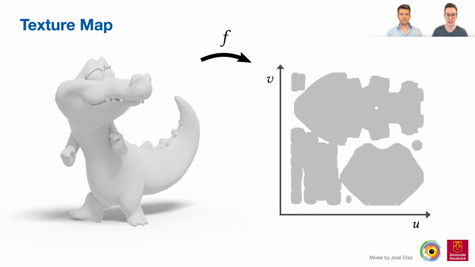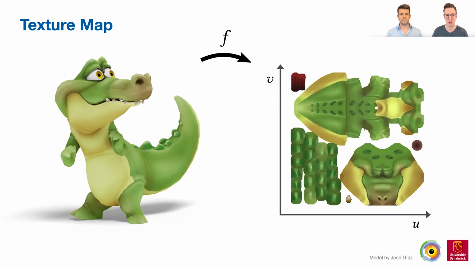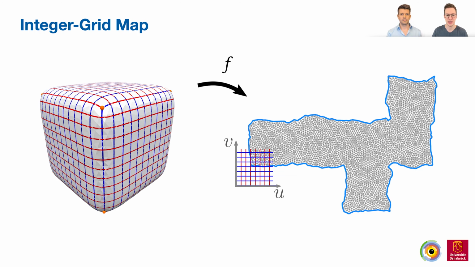For example, here we see a surface mapped to the plane, and this map is then used to apply a texture to the object. And that's probably the most intuitive and best known use case of such maps. But besides this and many other visual use cases, such maps are also often used as a computational tool under the hood. For instance, in state-of-the-art quad mesh generation. Such methods rely on suitably constructed maps to the plane and then use these maps to pull a regular grid back to the surface, where it induces a high-quality mesh structure.